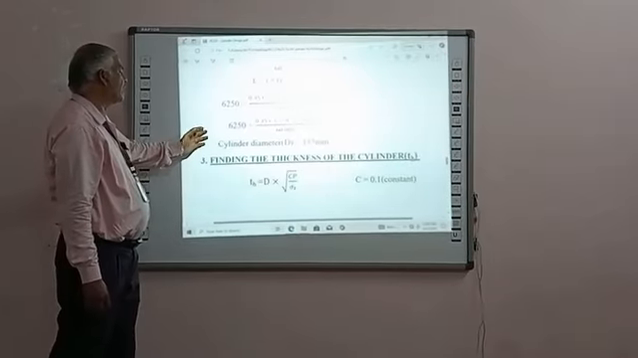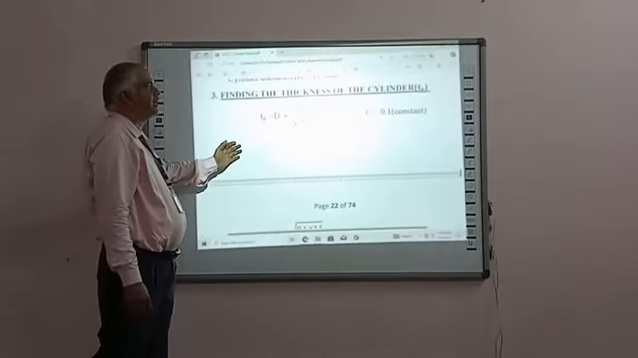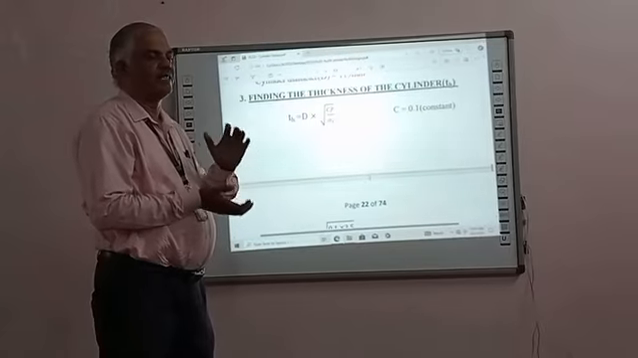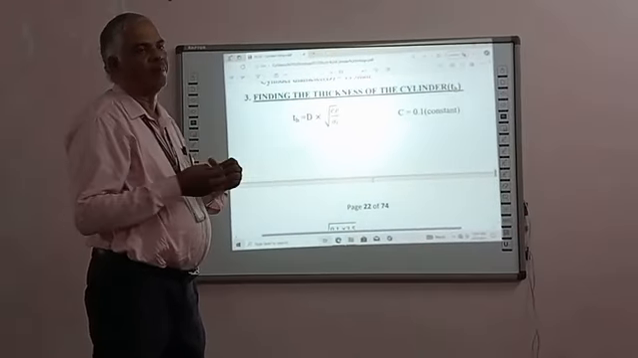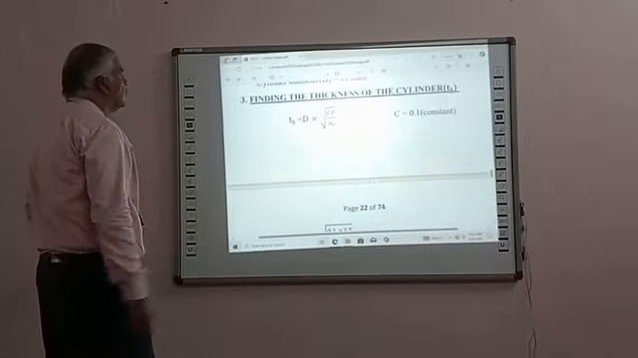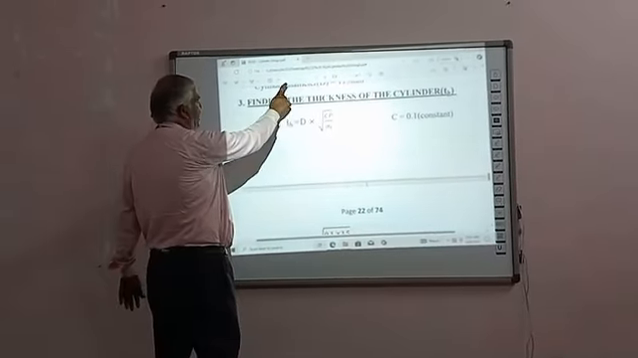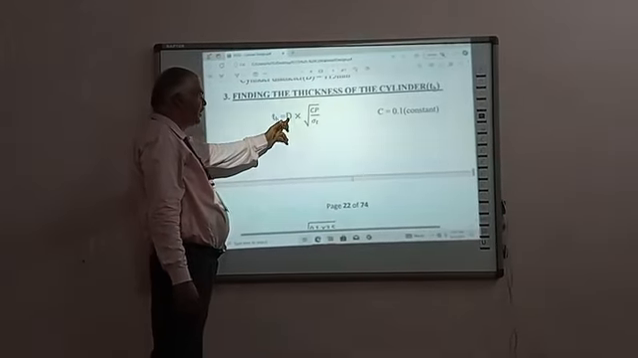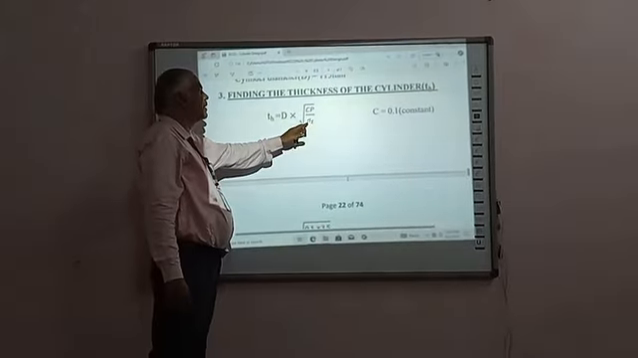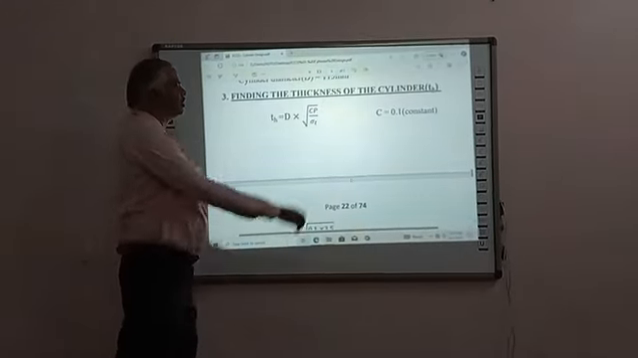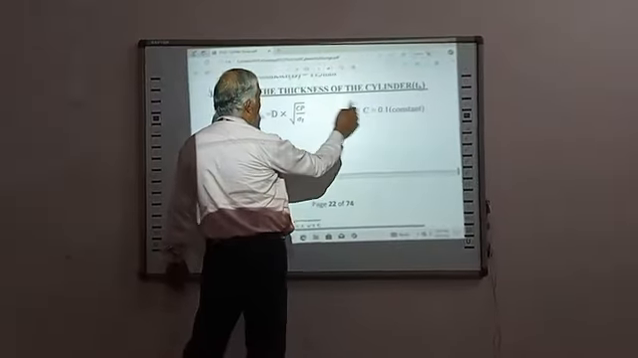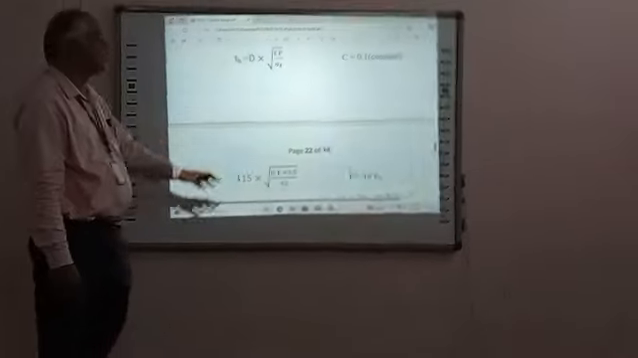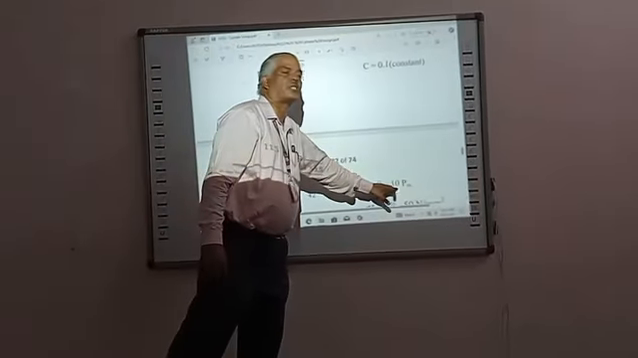After finding the cylinder diameter, we next find the thickness of the cylinder, because the thickness is also very essential. If it is less, it will burst or break. Thickness of the cylinder is equal to diameter of the cylinder into C into P divided by sigma T. C is equal to 0.1, a constant. P is the pressure inside the cylinder, which is always equal to 10 times the mean effective pressure.